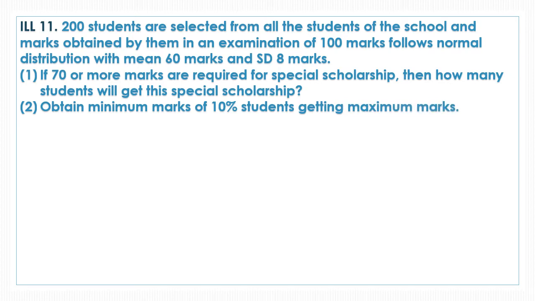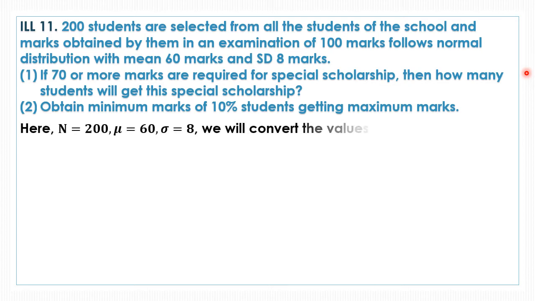Both of these questions are unique questions, they have come for the very first time. Even the total number of students is a new value which we will depict as capital N. So total number of students are capital N, which are 200 students. Average marks are 60 and standard deviation is 8. Both of these questions are very unique, we have seen them for the very first time.